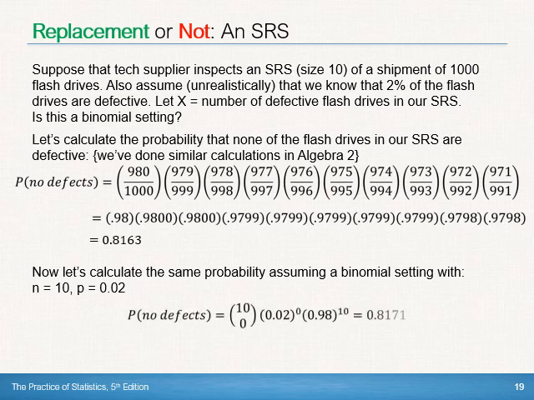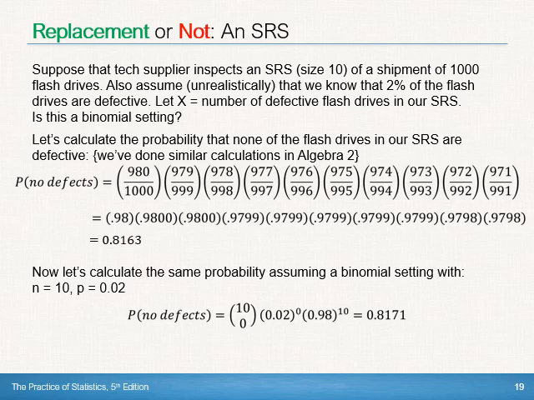So that would be, we're looking at no defects, right? So we want a 0 defective out of the 10. And so you can see here we have the same sort of calculation, and they're similar, right? I mean, this number is pretty close to this number. They're not exactly the same, but they're pretty close.